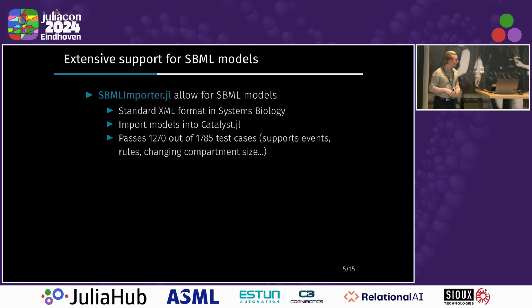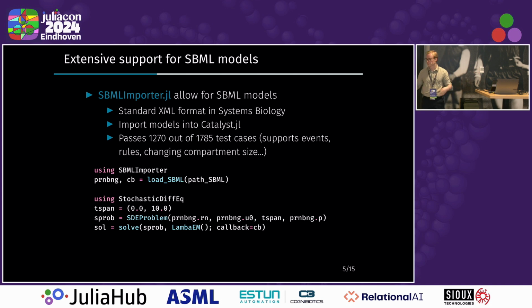And when it comes to the syntax of SBMLImporter, we try to make it as easy as possible. So the package only exports a single function, load_SBML. So you only need to provide your model file. Then it will give you a Catalyst reaction network and a callback set with model events, which then can easily be simulated, for example, as a stochastic differential equation or as an ordinary differential equation.